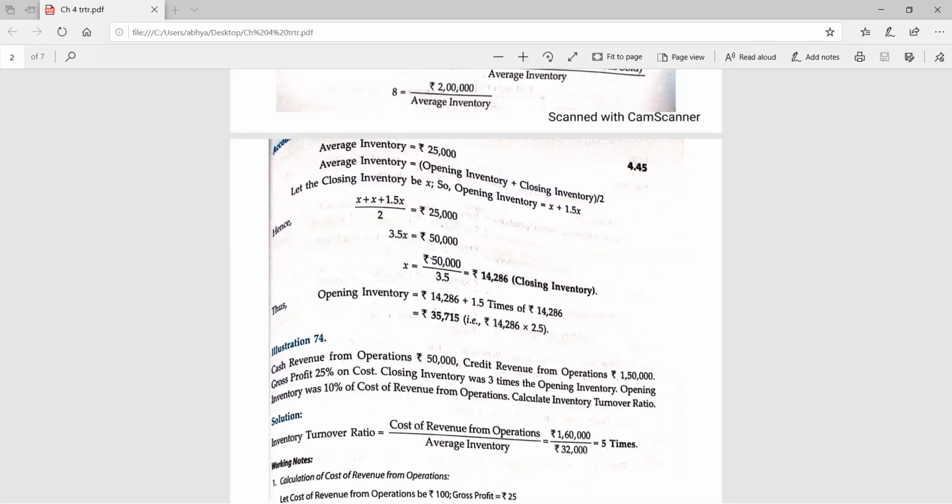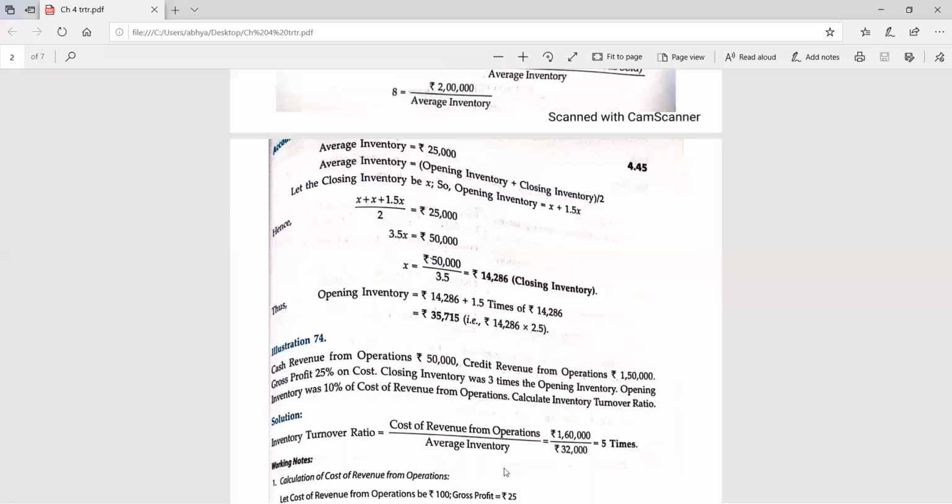So the next question, before going to today's topic, the next question for assignment was cash RFO is given. Cash RFO, cash revenue from operations means cash sales. Then credit RFO is given, which is 1,50,000. Then gross profit is 25% on cost. Did I give you this question in assignment, students? Illustration number 74. Okay.